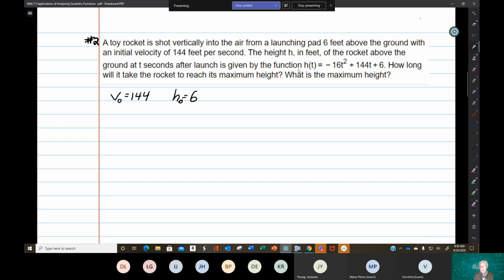And they give you the formula after they tell you all this. They make you read all this. They make you nervous about it. The height in feet of the rocket above the ground at t seconds after launch is given by this function right here. H of t, h is a function of time, equals -16t squared plus 144t plus 6. Let's write that down.